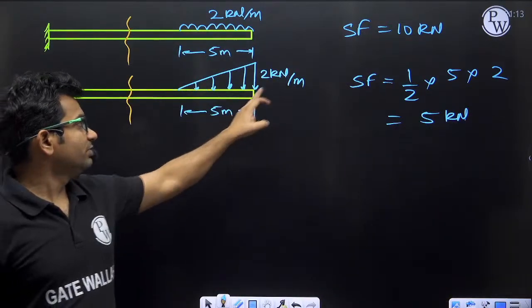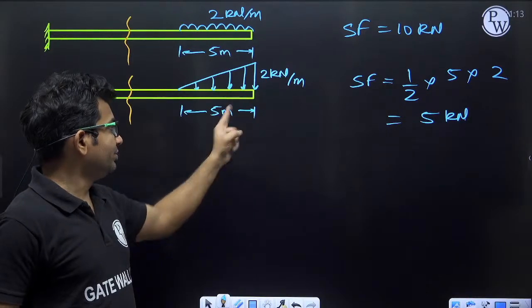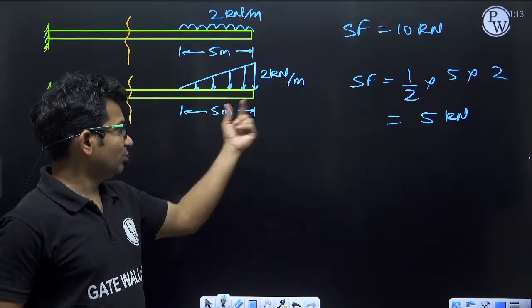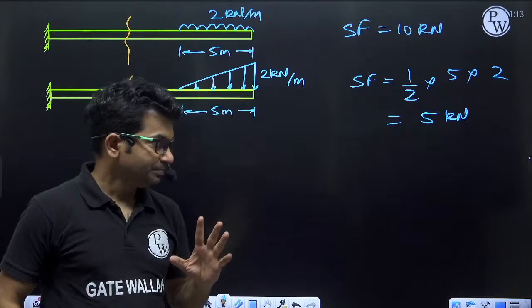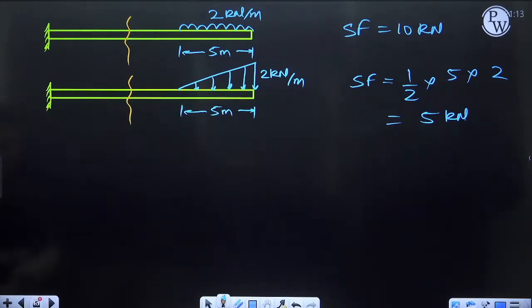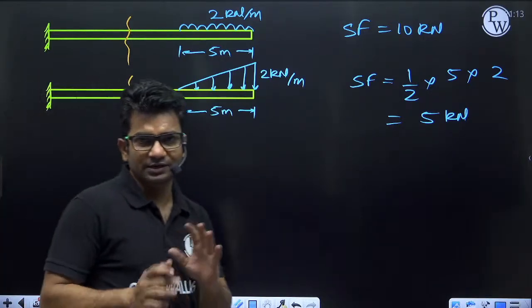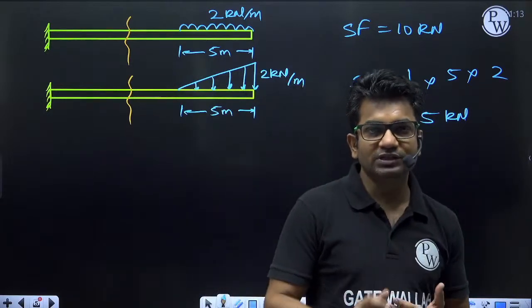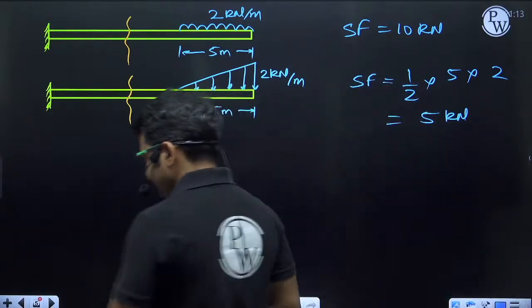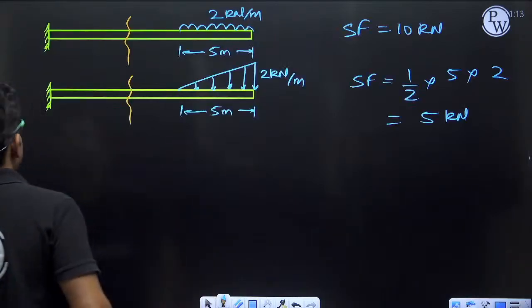Units will be multiplied, kilonewton per meter into meter. So meter and meter will cancel out, and I will be getting kilonewton only. Yes, very good. So this is clear. Now I think there is no doubt in shear force. Let us move on to bending moment. So let us see bending moment.